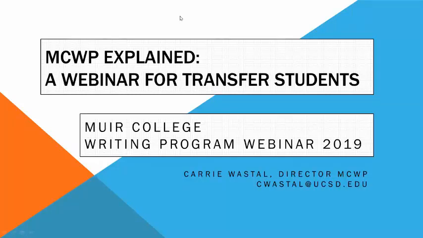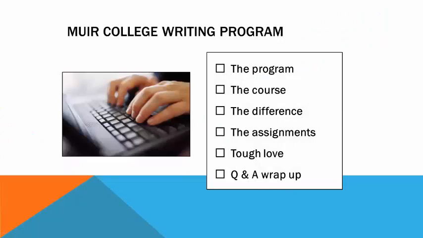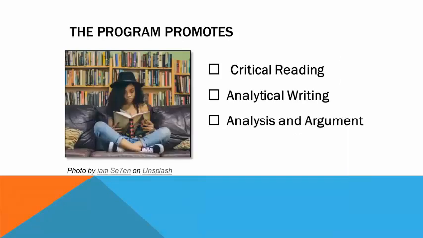Okay, so during this webinar, we'll be talking about the program itself, the course 125, the difference between Muir College Writing Program 125 and the other courses, the assignments. We'll have a little section on tough love, and then a Q&A wrap-up. So I wanted to let you know that the program itself promotes critical reading of text, analytical writing, and analysis and argument.